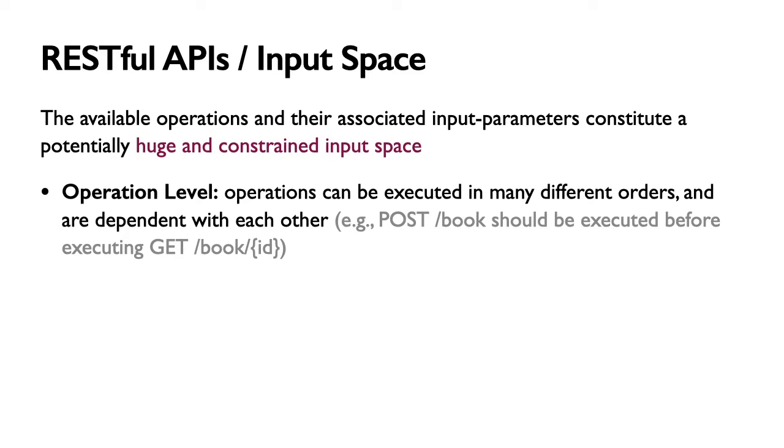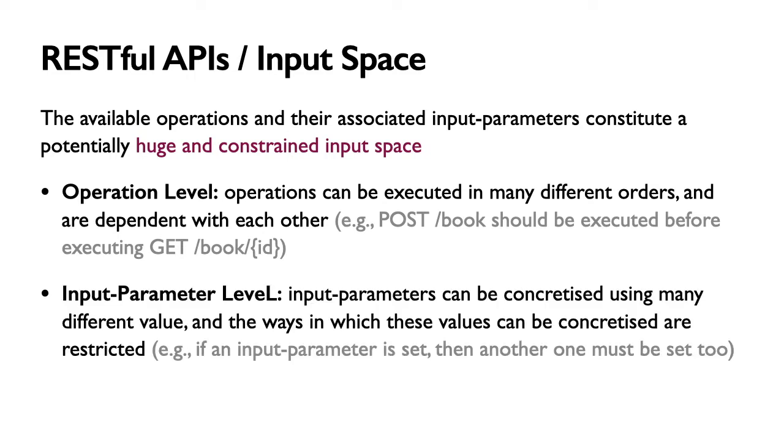In particular, the available operations of RESTful APIs can be executed in many different orders, and there often exist dependency relationships between these operations, such as a resource should be created before it can be accessed. Meanwhile, each operation also has a number of input parameters, and these parameters can be concretized using many different values. Likewise, there are also dependency relationships between these parameters, such as some parameters must be set at the same time.